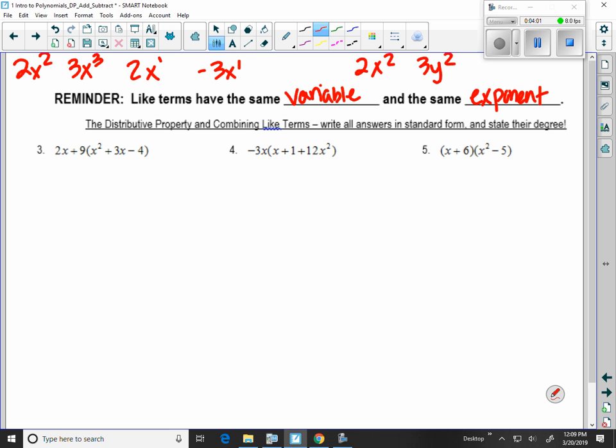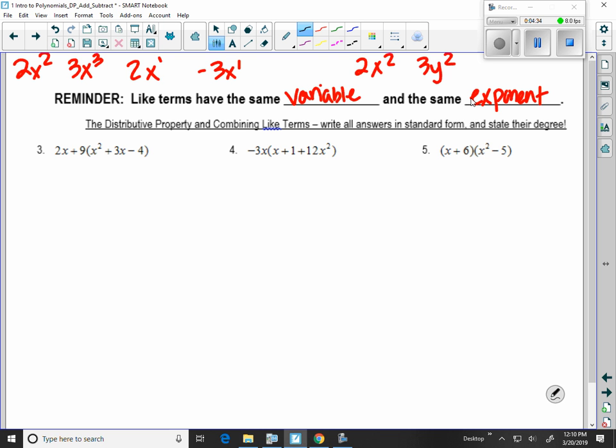All right, it says a distributive property in combining like terms. Write all answers in standard form and state their degree. So, first things first, we're going to rewrite these. Okay, we're going to simplify them. Then we're going to put them in standard form, descending order. And then when it says state their degree, the degree is the highest exponent. Everybody say highest exponent. Highest exponent. Wow, you sound sad. Say it again. That sounds a little better.